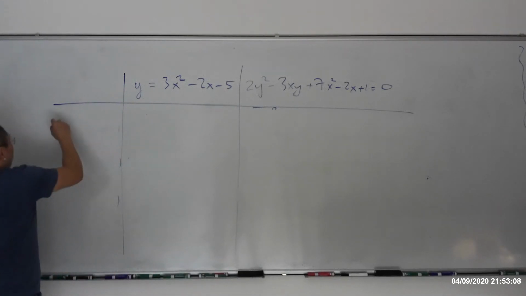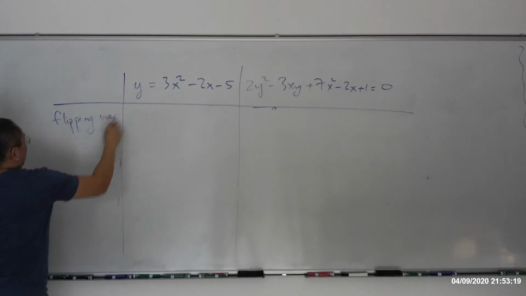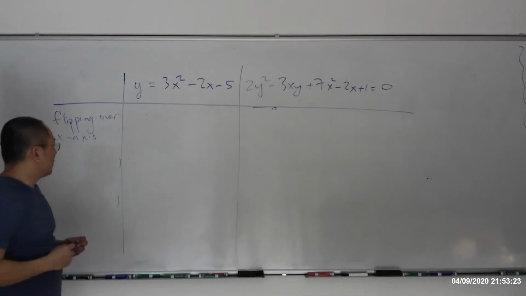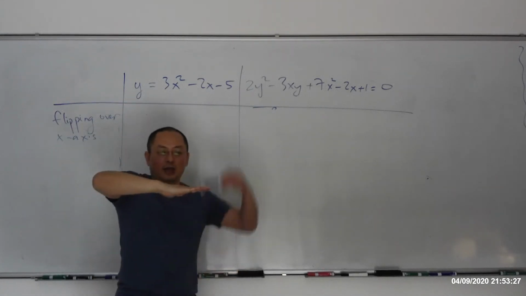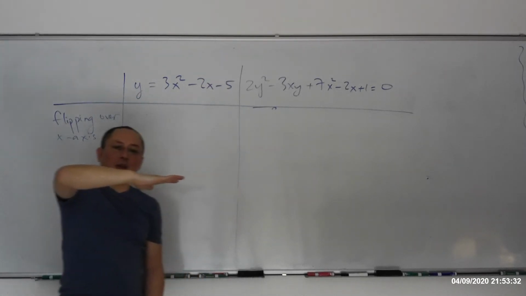Start with reflecting over the x-axis. Okay. How about flipping over the x-axis? So what do you do when you flip something over the x-axis? Say, imagine this is my x-axis. I have a point above the x-axis. I flip over. It's going to be below the x-axis, right?